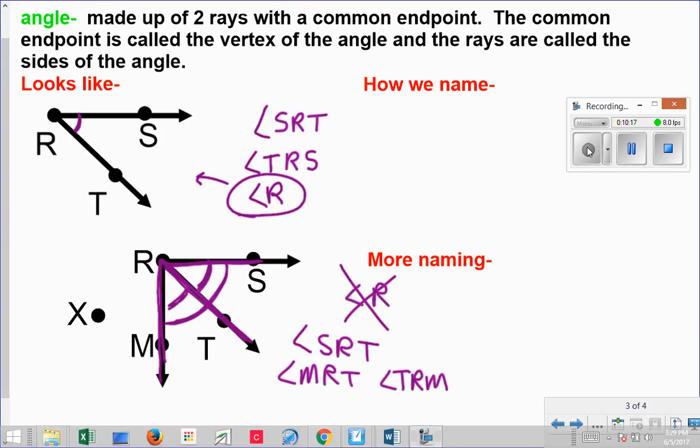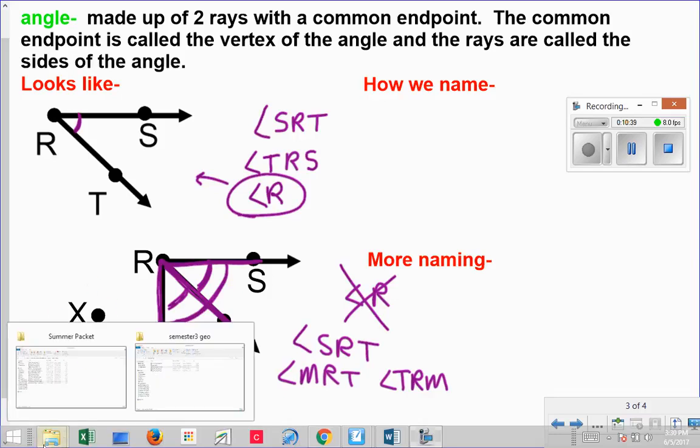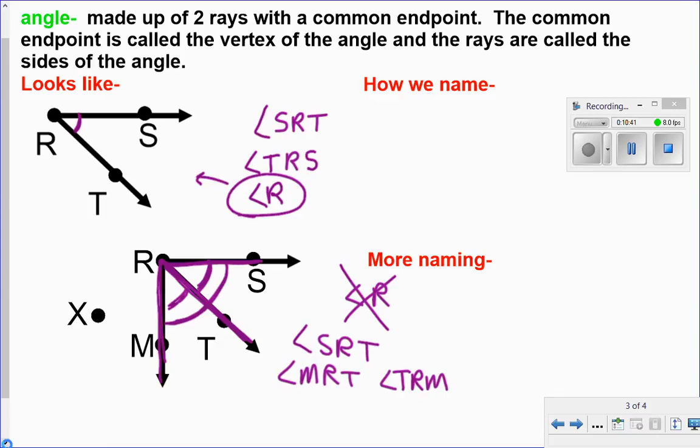The last thing we need to talk about here are these points, point X and this other point here, point T. We say that point X is in the exterior. In other words, it's not inside the angle; it's on the outside of the angle. So we would say that point X is on the exterior. Okay, so that's an exterior point.